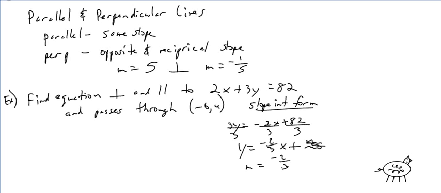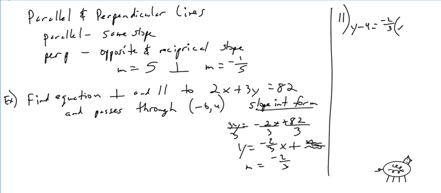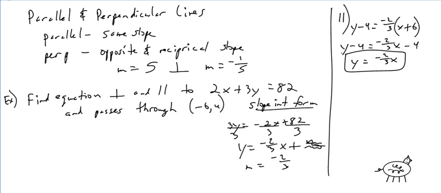And now it's kind of nice. Let's work our way over here. If I want to do parallel first, those are two parallel lines. We have a point, so let's put it in point-slope form first. It makes sense to do point-slope form. So it's going to be y minus 4 equals negative 2/3 times x plus 6. So y minus 4 equals negative 2/3 x minus 4. And add 4 to both sides, y equals negative 2/3 x. Okay, that's a parallel line.